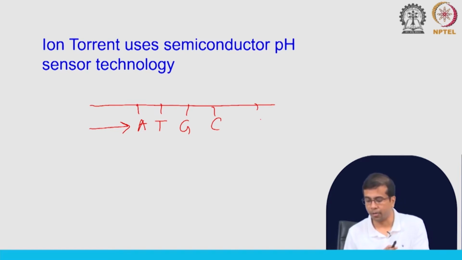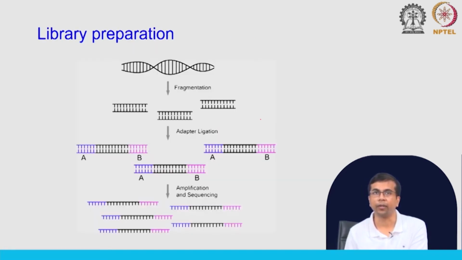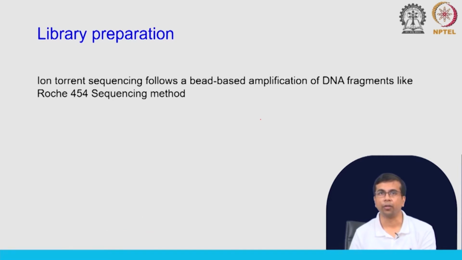So, what is the principle which is used by this ion torrent method? We will discuss this in a moment. Here is the library preparation. It is very similar to what we have seen in 454 and Illumina. We have the genome here and we fragment it into small pieces, and then we add the adapters A and B. This could be different. Again we amplify these fragments by some method and then we do the sequencing.